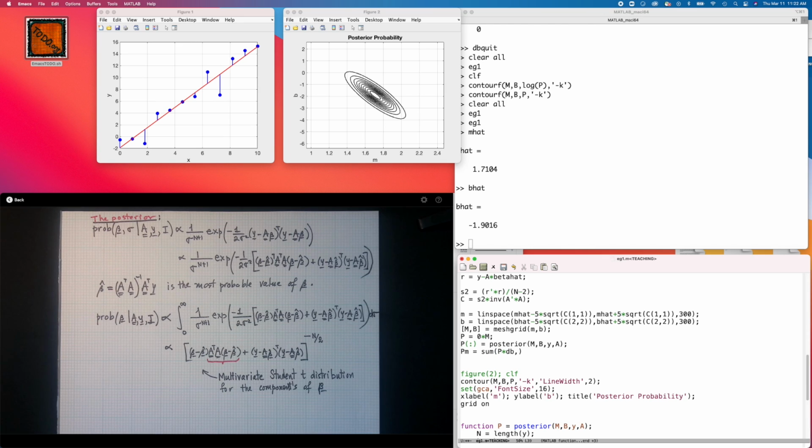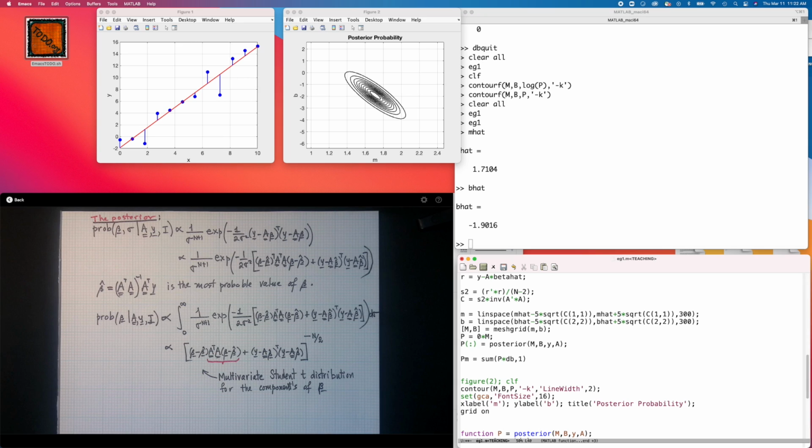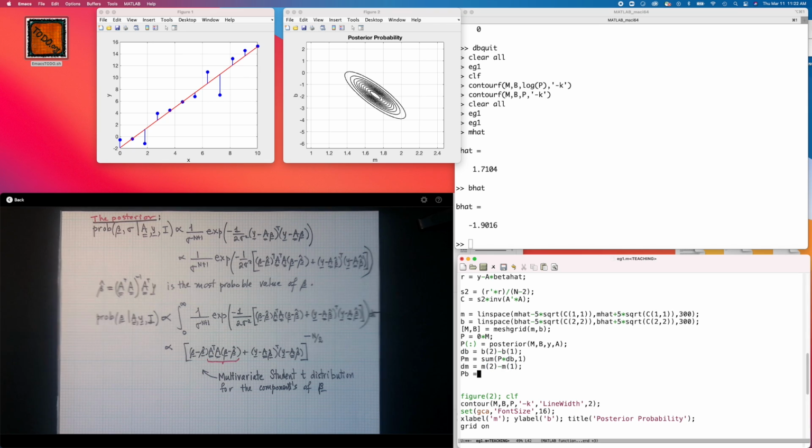And we're summing over the columns, that's the first index. And I need to create what db is: p2 minus p1. And then to get pb, I'll do dm, which is m2 minus m1. And pb is equal to sum p star dm. Now to get this one, I need to sum over all the rows of the posterior mesh. So that is p star dm, and we're going to plot these marginals on the sides.